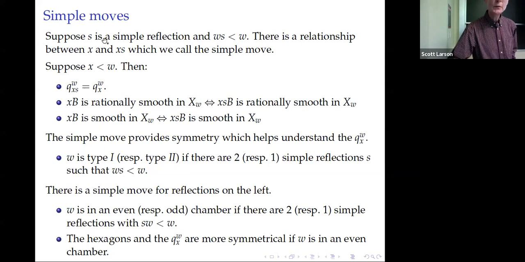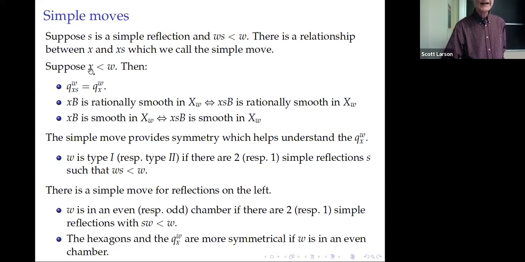Suppose you have a simple reflection. Remember, there are only three simple reflections. Taking WS, it's either bigger than W or smaller than W. Suppose it is smaller than W. Then with respect to this fixed element W, the points X and XS behave in an almost identical way. So we're fixing W and fixing a simple reflection such that WS is less than W.